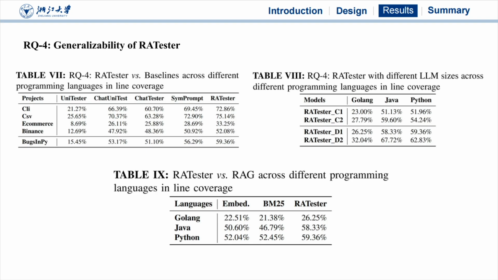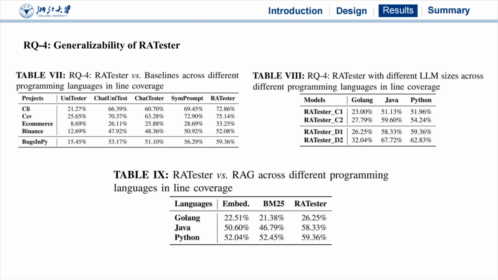The results show that our method not only generates tests efficiently in terms of time and resource usage, but also scales well across different model sizes, from smaller, lightweight models to large, state-of-the-art LLMs. Furthermore, RATester demonstrates strong cross-language adaptability, achieving consistent performance improvements in unit test generation for Go, Java, and Python.